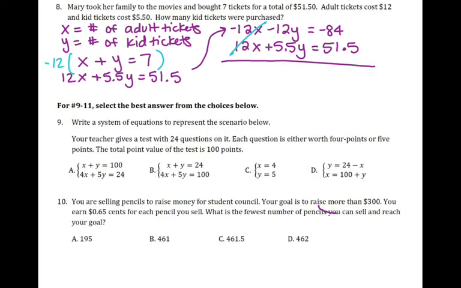For my y's, I can combine both of those. -12 plus 5.5 is -6.5. And -84 plus 51.5 is -32.5, and divide both sides by -6.5. So that gives me y equals 5. So that means there were 5 kid tickets that were purchased.